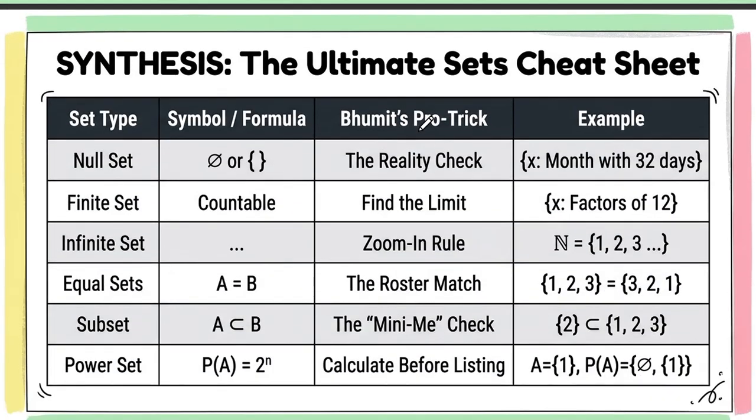So look at the ultimate cheat sheet. The null set is denoted like this. A finite set means countable. An infinite set means it is not ending, there is no end to it. Equal sets are like this. Subset has this symbol. And for the power set, to find the number of elements of the power set, the formula is 2 to the power n.